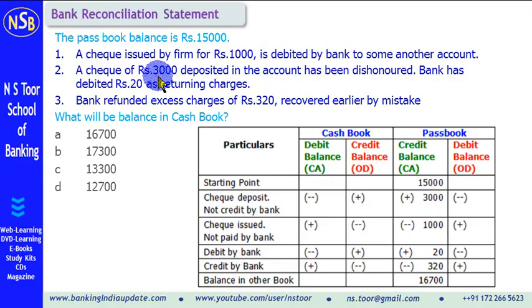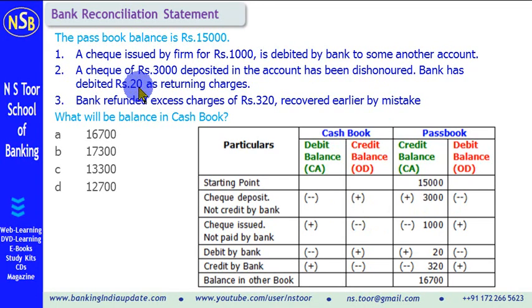Now second one, check of rupees 3,000 deposited in the account but dishonored, means it has not been credited in firm's account in the bank. So here is the transaction, check deposited but not credited by bank. Now bank has not credited and there can be several reasons. So here the reason is it has been dishonored. So this also requires adjustment. So we write it here, 3,000.